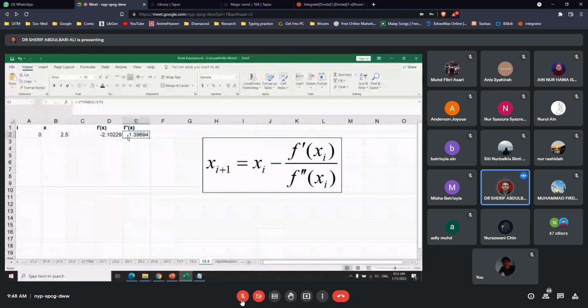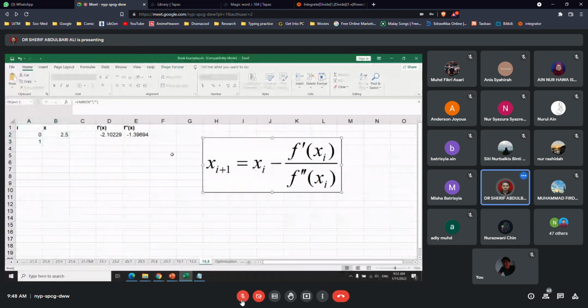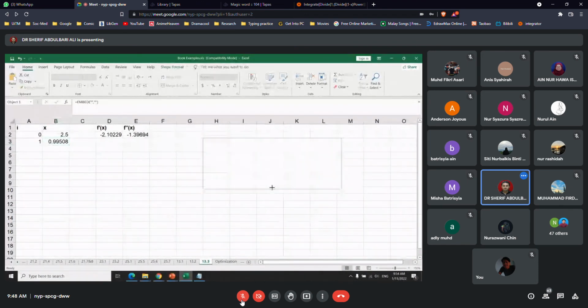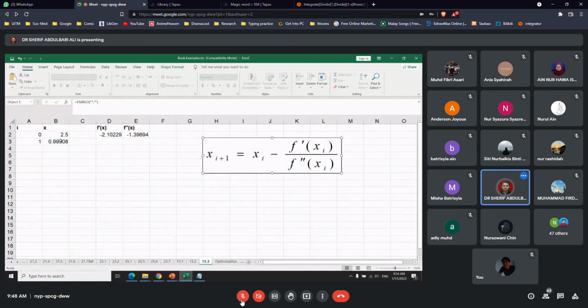So this means the new value of x at the first iteration will be equal to what? 2.5 minus negative 2.10 over negative 1.39. So the answer will be equal to 0.99. Then, of course, you can calculate the error.